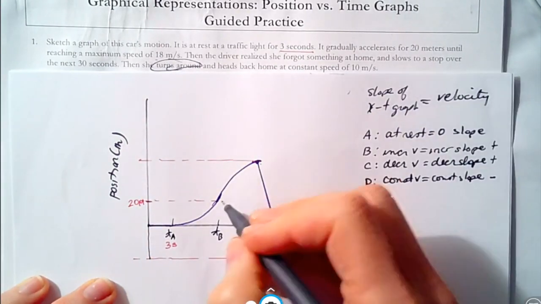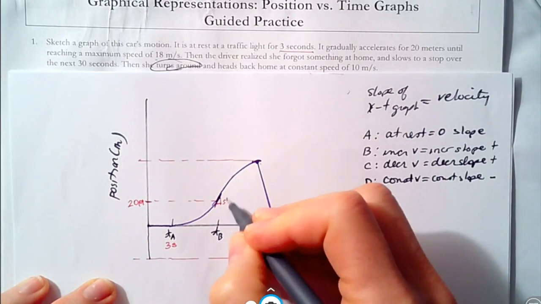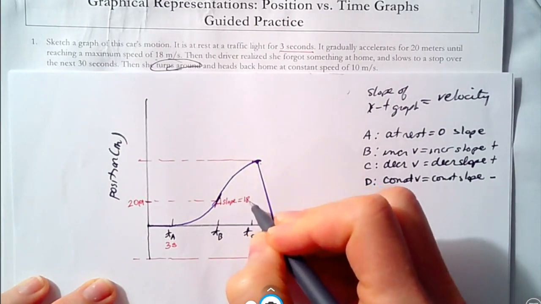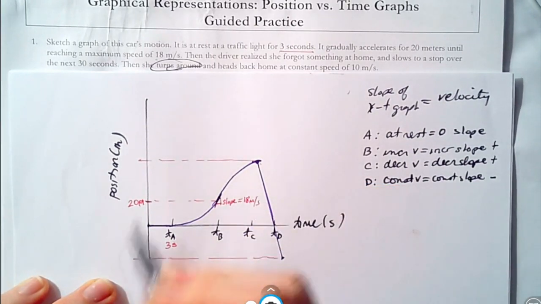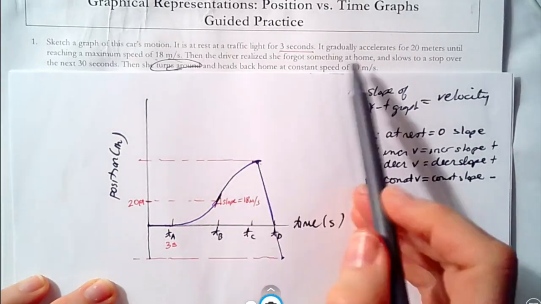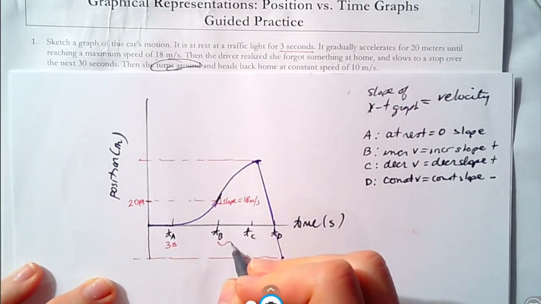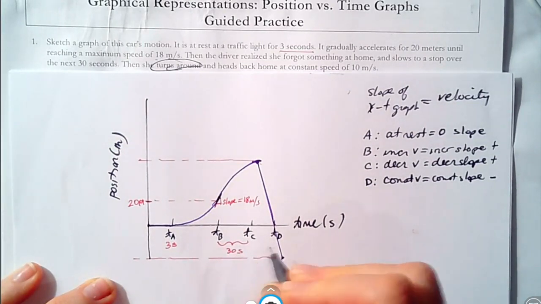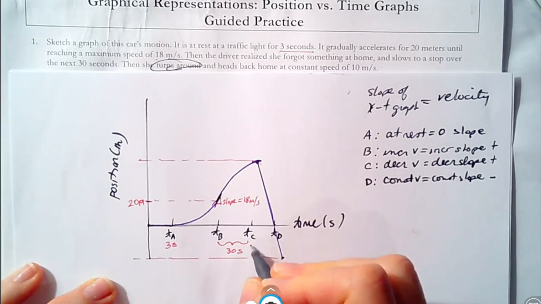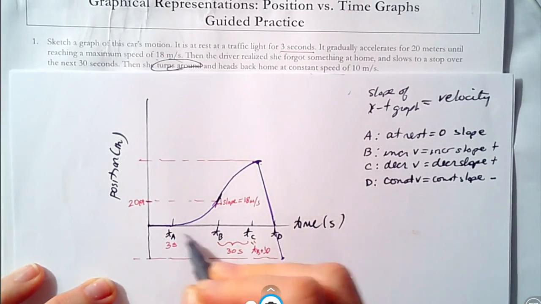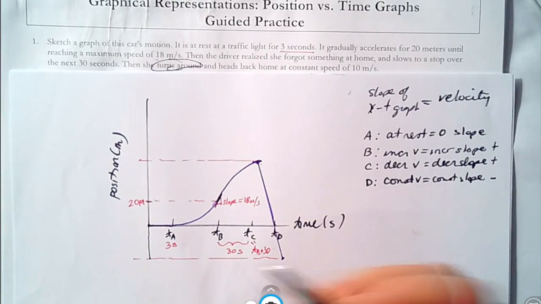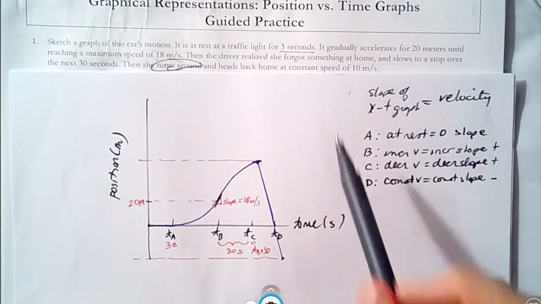That's just going to be the slope right here, 18, but there's no way to show that on the axes per se. And then it slows to a stop over the next 30 seconds. So I know that this here is 30 seconds. The only thing you could say for TC is that it's TB plus 30. We don't know what this time frame is. It's not given. We could calculate it, but we're not interested in that right now.